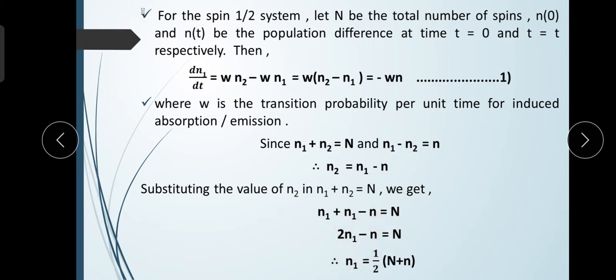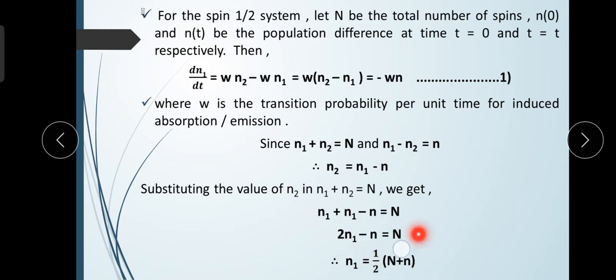After that we can rearrange the equation for N1, so we get N1 is equal to half of (capital N plus small n). So this is the number of spins occupying the lower energy level.